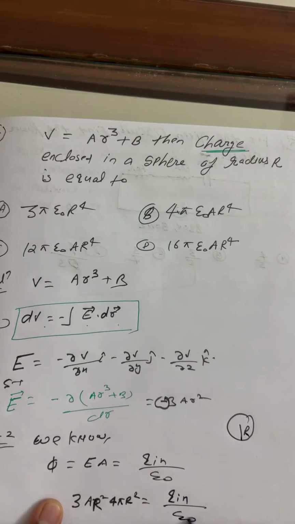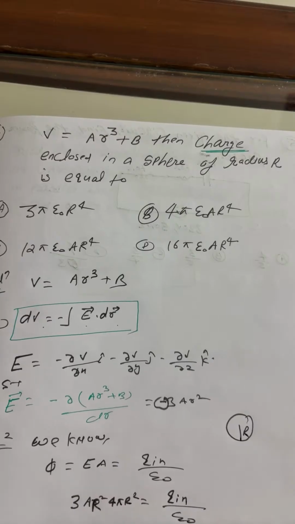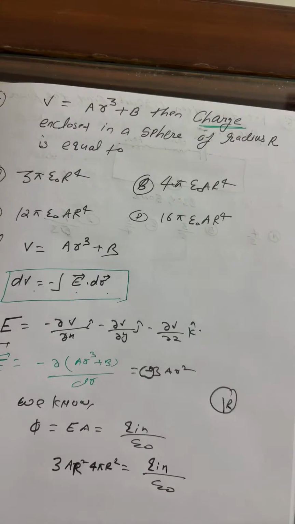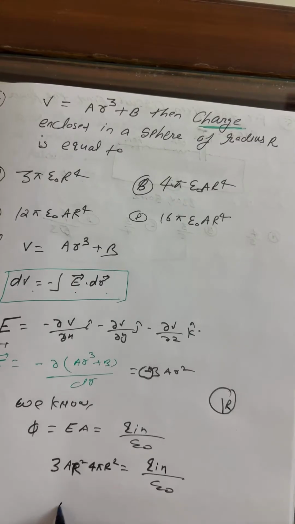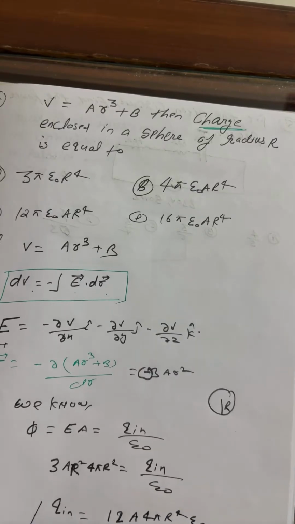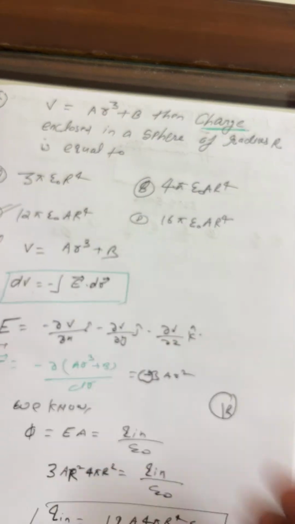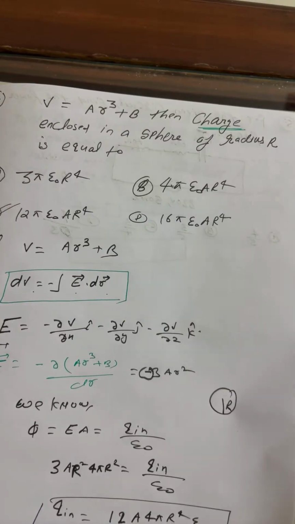Into this is Q enclosed here. Just cross multiply. If you do cross multiply, 4 threes are 12, so students will get Q as 12 pi R to the power 4 by epsilon naught. So which option is this? This is option number C.